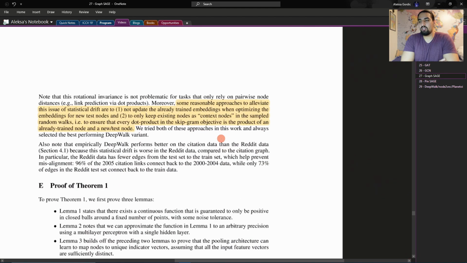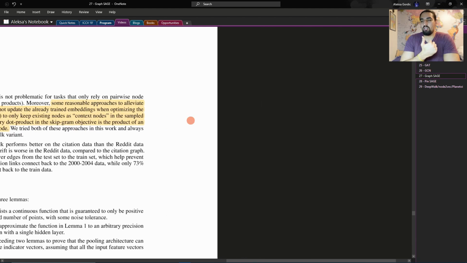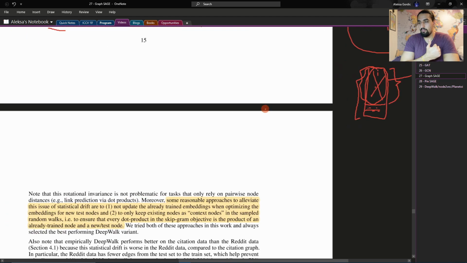And they suggested here a couple of reasonable approaches. So some reasonable approaches to alleviate this issue of statistical drift are to not update the already trained embeddings when optimizing the embeddings for new test nodes. So that means we pretty much freeze all of these. We freeze them, we don't change those.